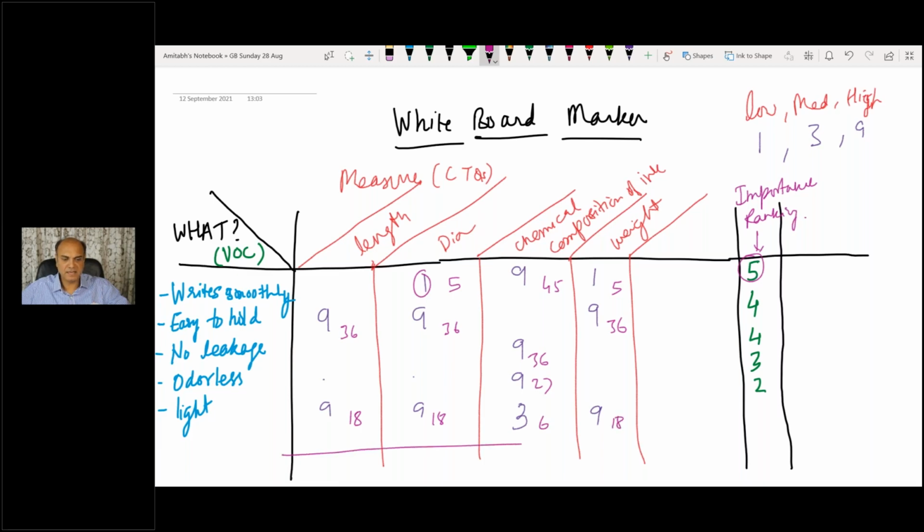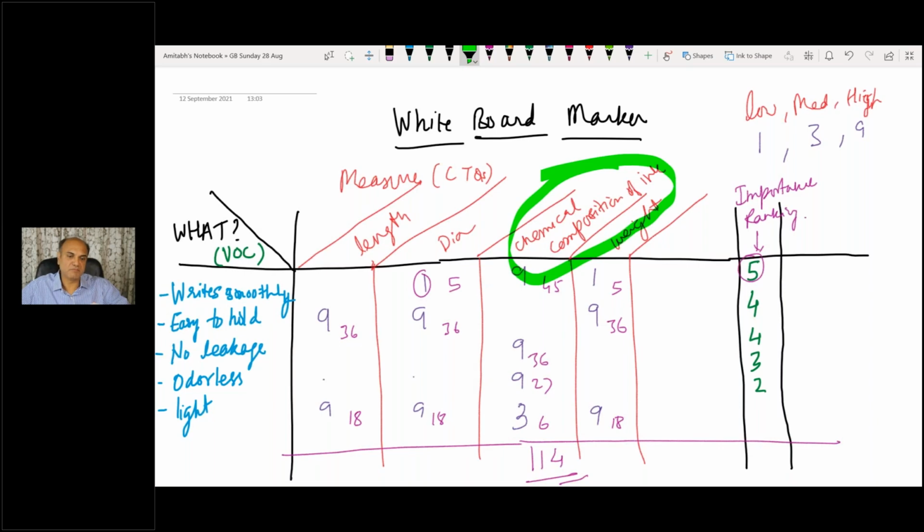And then I will take the sum total. And if I just add up the chemical composition CTQs, comes to around 18. 18 plus 6 is 24. So 4, 2, 6, 114. And I think this is the highest, right? So I would say that this CTQ is the most important CTQ.